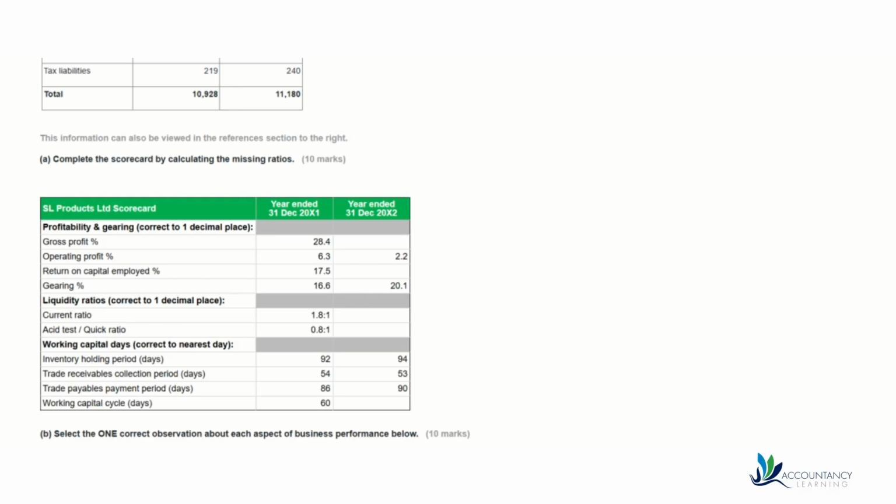The first one is the gross profit margin. And this is a financial ratio that reveals the percentage of revenue remaining after subtracting the direct costs associated with producing and selling goods or services, also known as the cost of goods sold. So the formula for the gross profit margin is sales revenue minus cost of sales divided by the sales revenue multiplied by 100.